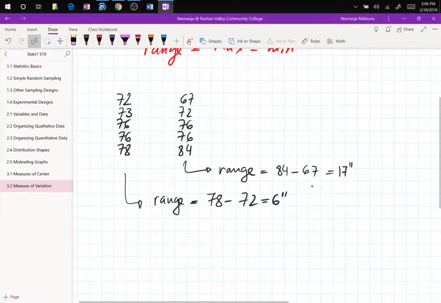So we see that the first team, look at all of the heights. All of the heights are within 6 inches from each other. So pretty much all of the members of this team are the same height, within 6 inches, whereas the other team has a 67 and 84, and they are 17 inches apart, right? So that's a lot of variation in height in that one. We can see that from the range.